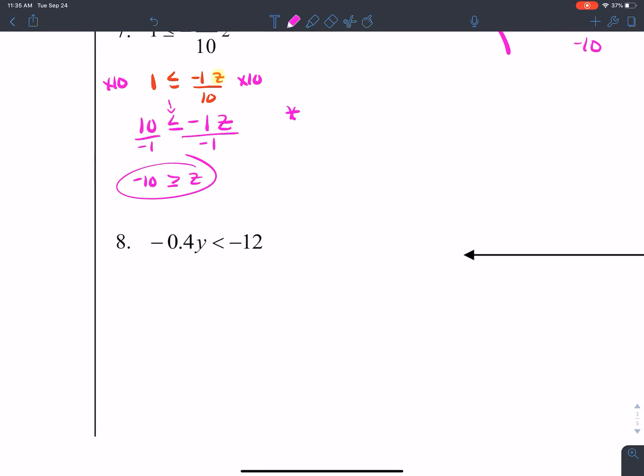Our last example before we do our applications is I can see the y value that I'm looking for right here is being multiplied by negative 0.4. And I don't want it to be multiplied by negative 0.4, so I would divide by negative 0.4. Now, I just divided by a negative number, so that inequality symbol needs to change directions. And negative 12 divided by negative 0.4 works out to be 30.